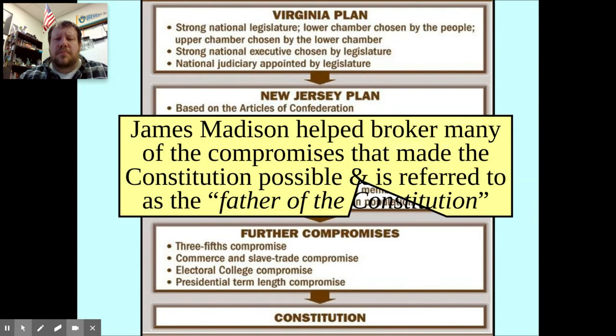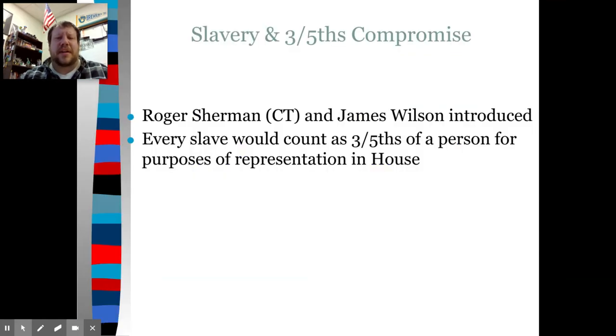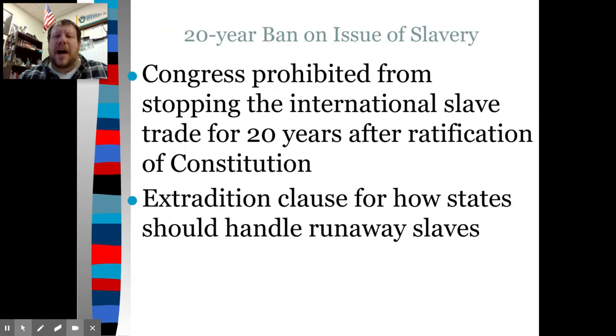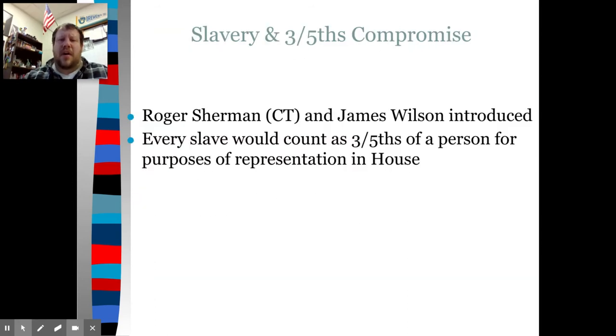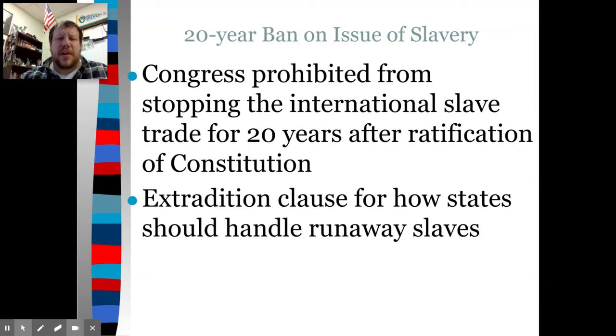And so Madison, being the one who brokered most of the compromises and took most of the stuff together, is considered the father of the Constitution because he put those things together that way. And so we talked about already our 3/5 and our compromise with this one here, the 20-year ban on slavery.